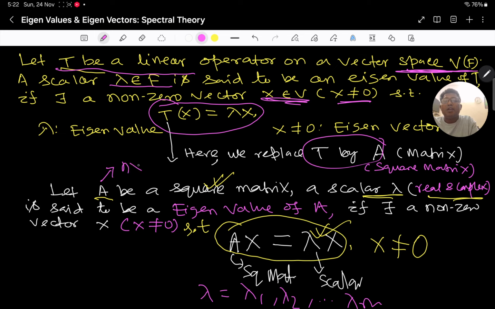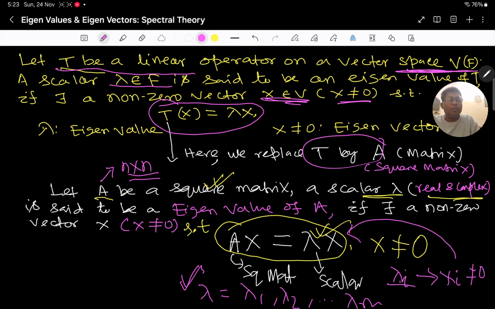If A is having the order n cross n, then we will get n number of eigenvalues. Then corresponding to each eigenvalue we have an eigenvector. For lambda i, it corresponds to a vector xi which is not equal to 0, and that has to satisfy this relation. This individual lambda i corresponds to an eigenvector, and it has to satisfy Ax = lambda x. So without much delay, let us discuss the details of this eigenvalue problem with several illustrative examples.